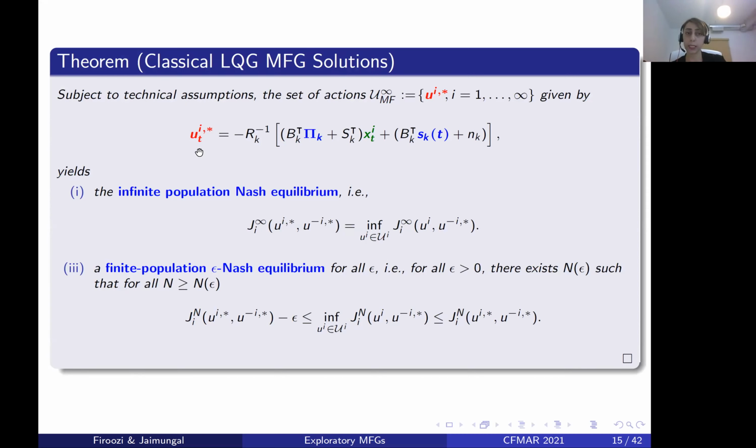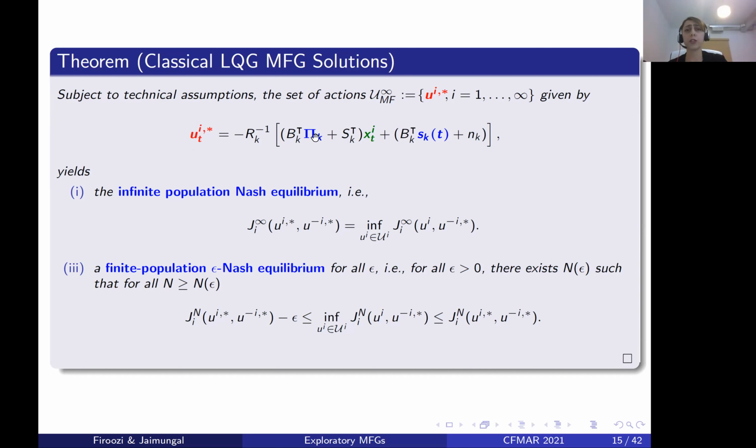So in the classical LQG MFG system, it is shown that the set of control actions of this form yield a Nash equilibrium for the infinite population system. And if this set of actions is applied to the finite population system, it yields an epsilon Nash equilibrium for the system. Meaning that if one agent unilaterally deviates from this set of actions while others are following these actions, it can at most benefit by epsilon, and this epsilon is inversely proportional to the square root of n, where n is the number of agents. So the higher the number of agents, the better this approximation is.